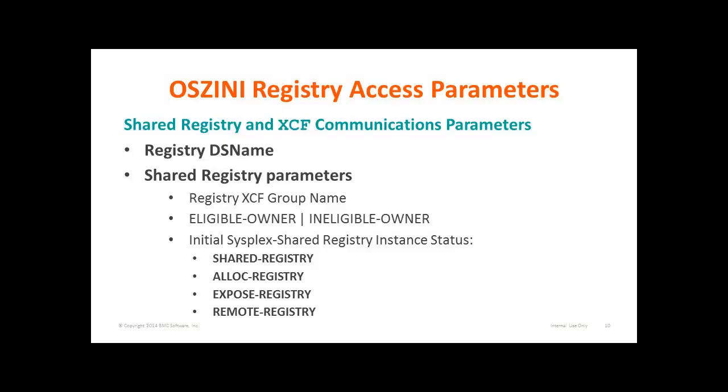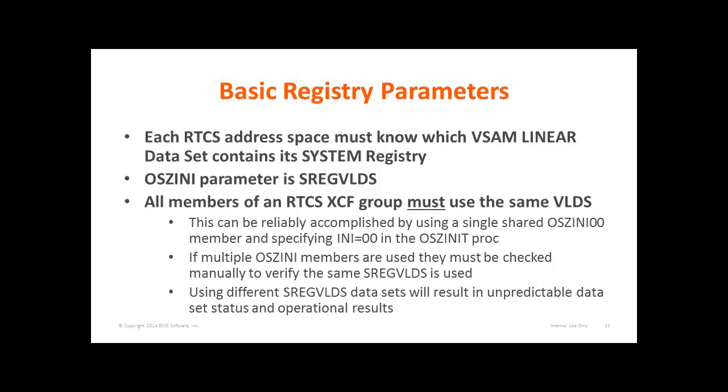XCF shared registry support necessitates the existence of several different access parameters. These include those necessary for XCF to function, as well as some RTCS registry-specific shared registry attributes. The DS name of the backing VLDS for the RTCS subsystem system registry is specified in the SREG VLDS parameter of the OSZ INI member.